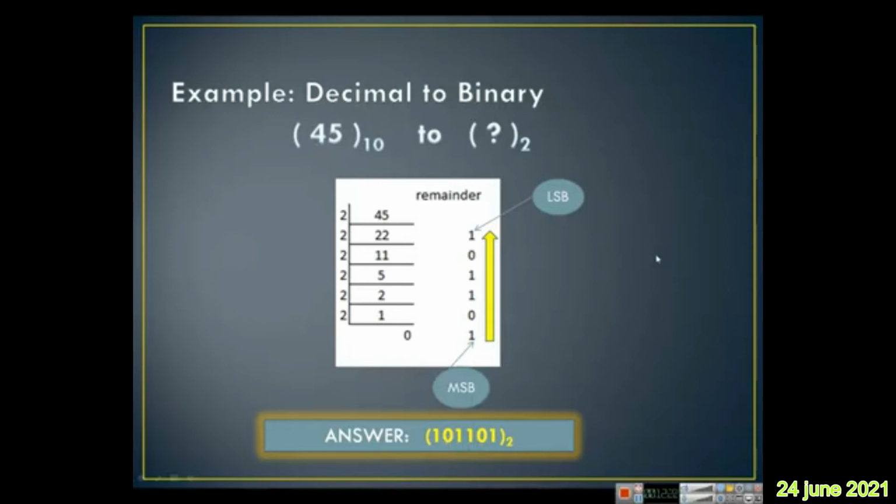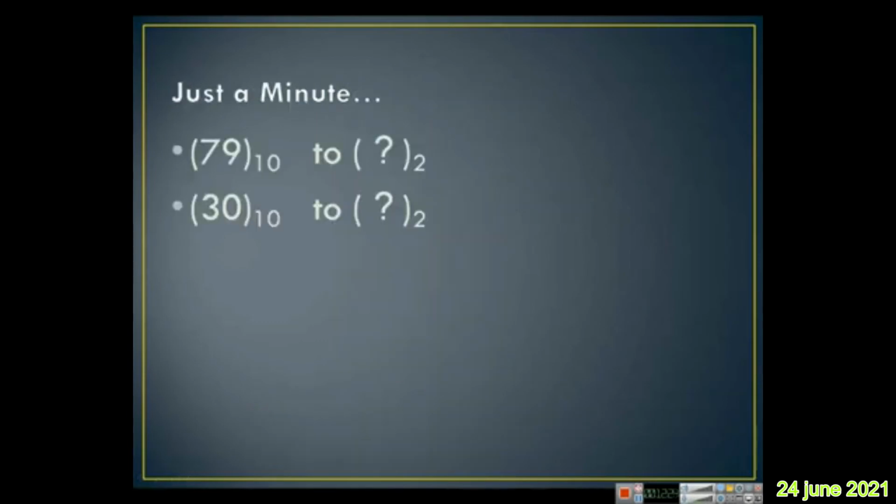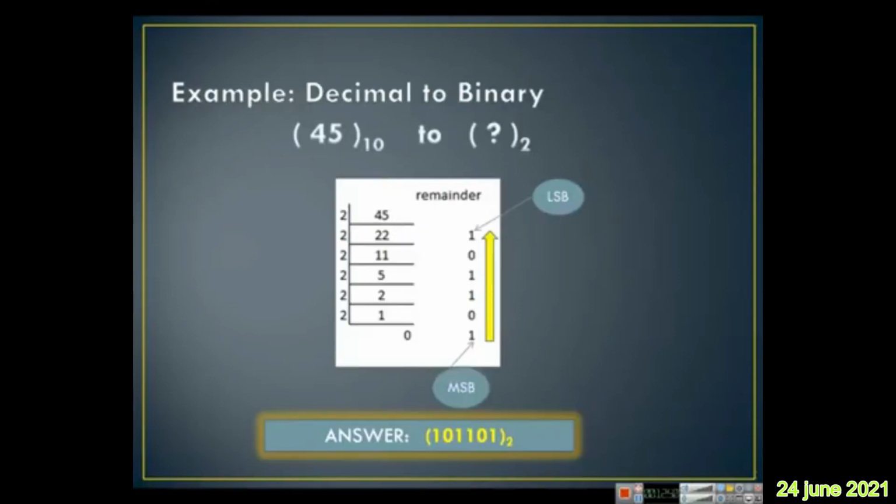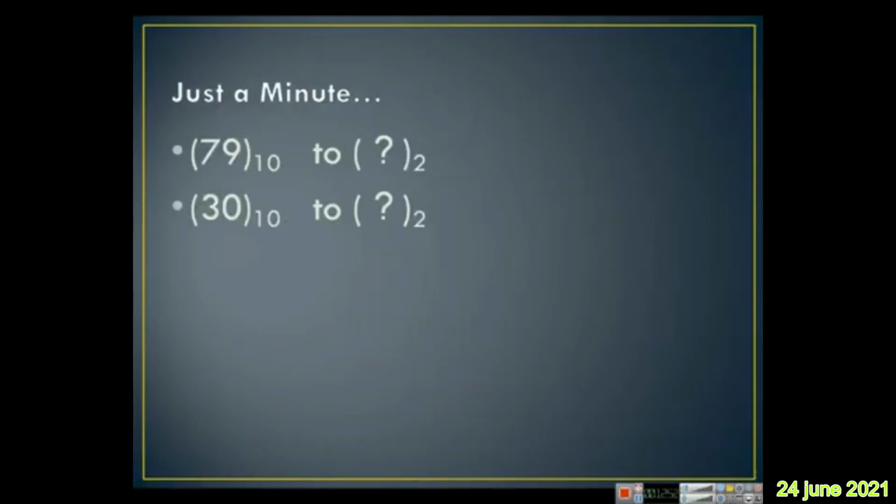Similarly you can do one or two examples on your own, right? See, examples are given, note down these numbers. 79 you convert into binary. Similarly 30 you convert into binary. If you want, you can go on dividing 79 by 2 till you reach 0. Note down the remainders in reverse order. Similarly go on dividing 30 by 2 till you reach 0, how we have done here. Exactly in the same way, then note down the remainders in reverse order. That is a very simple conversion from decimal to binary.